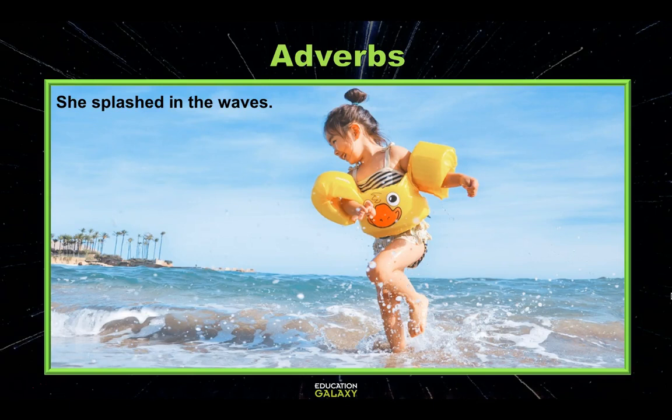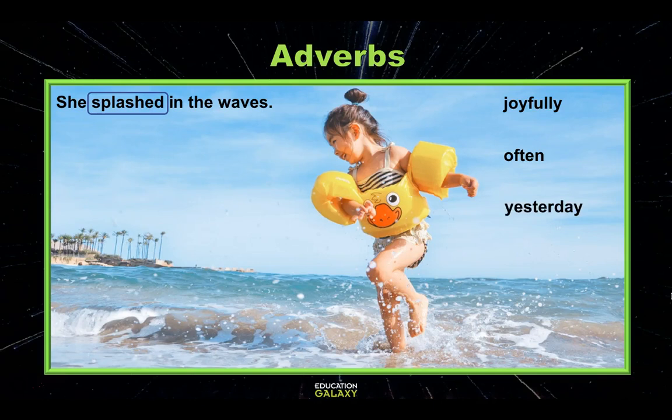Here's some examples of what you could do with an adverb. Joyfully tells you how she splashed. Often tells you to what extent she splashed. And yesterday tells you when she splashed. Those are different examples of adverbs.